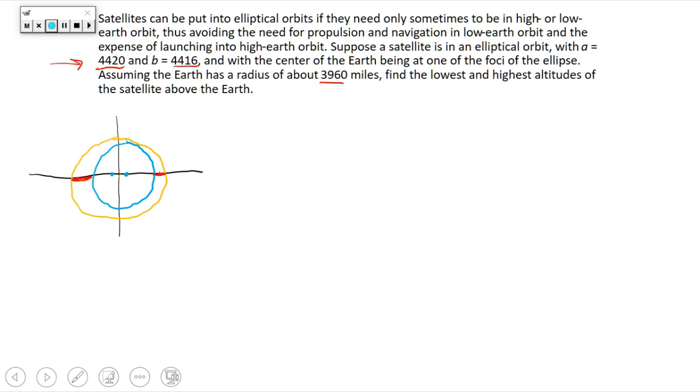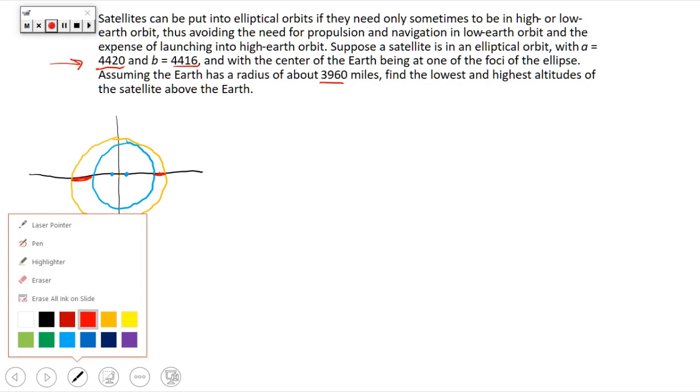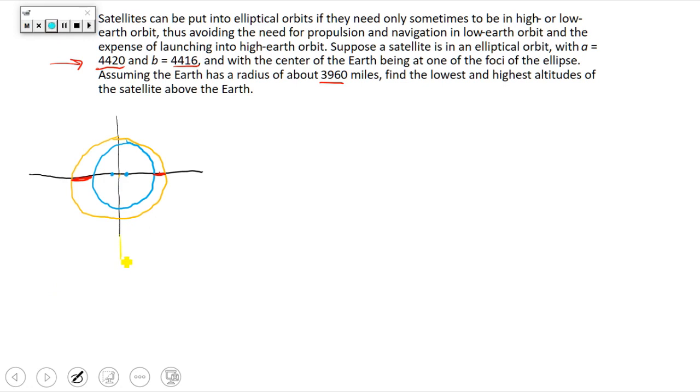Let's do a few things. Let's just draw some light marks here. From here to here, that's basically a, the major axis. This length is 4420. We also know that this is the center of the Earth right here, and this is the edge of the Earth, if we're cross-sectioned. And that distance right there is 3960, the radius of the Earth. And then this distance right here, between there and there, is c.